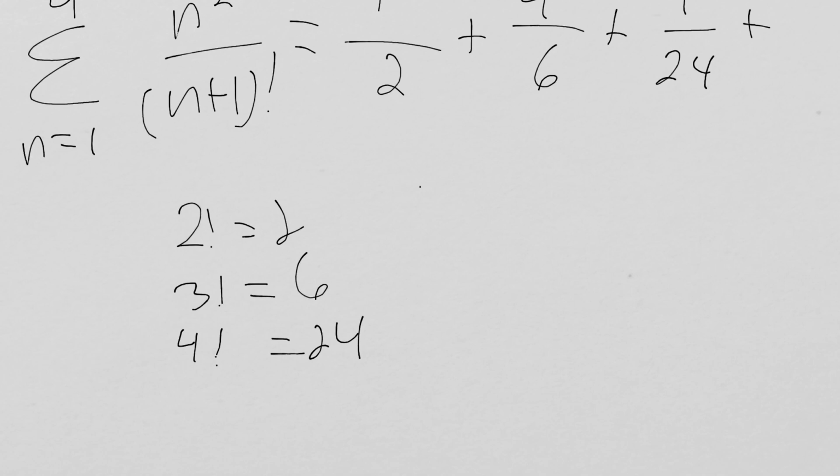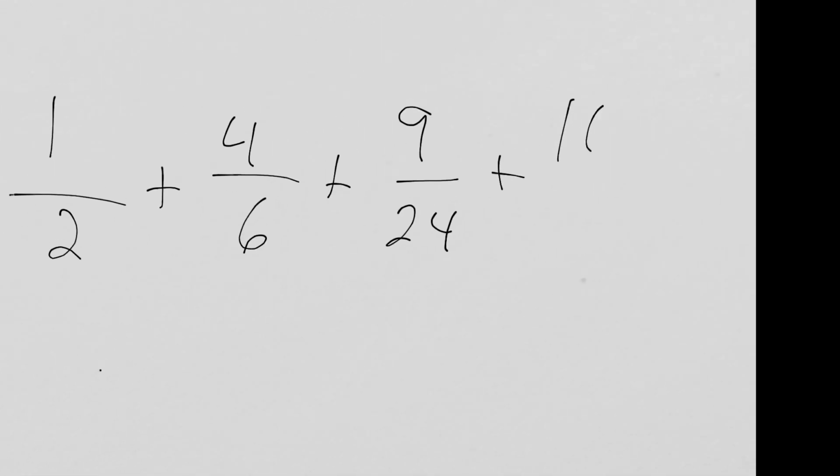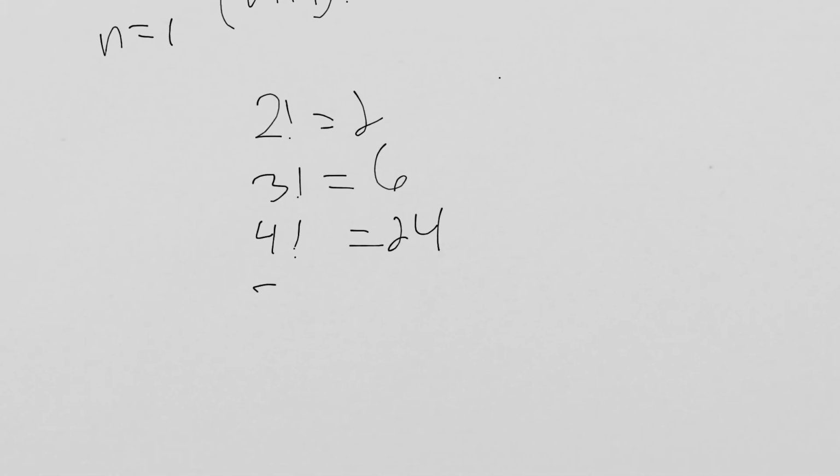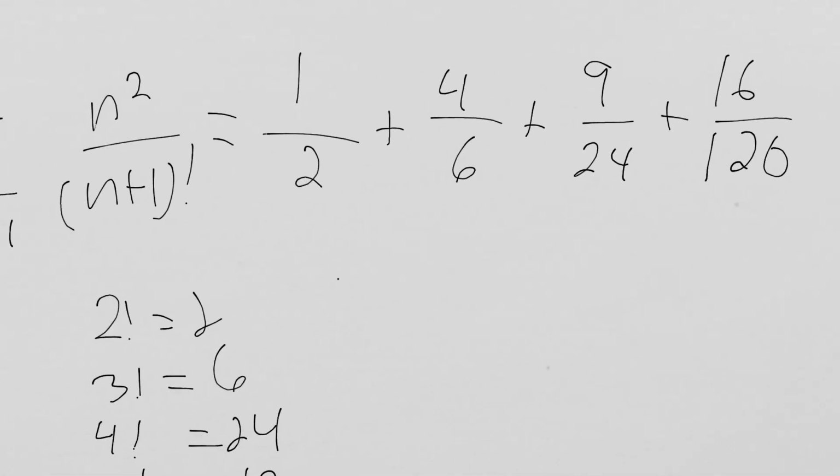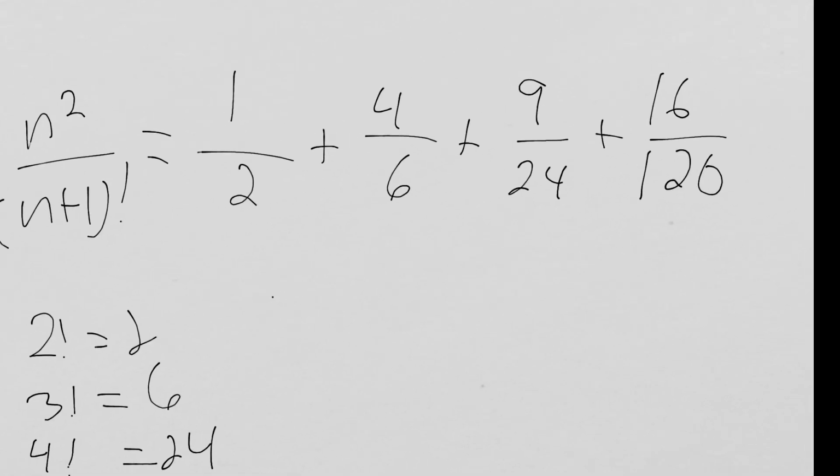And then finally, we're going to go to our next square number, which is 16, and then our next factorial, which is 5 factorial, which is 5 times 24. 5 times 20 is 100. 5 times 4 is 20. So 5 times 24 is 120. So we get 16 over 120. No need to simplify those terms. You can just leave them just like that.